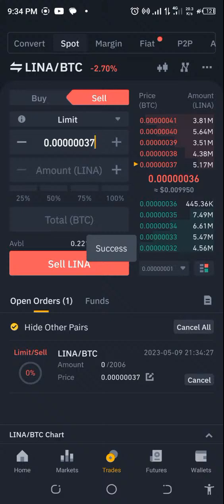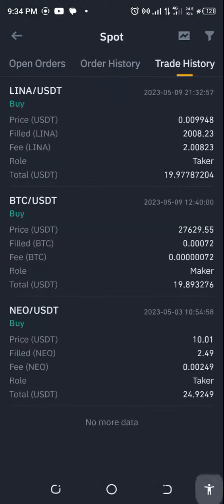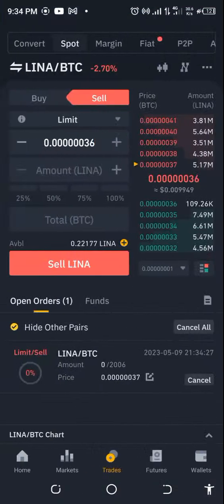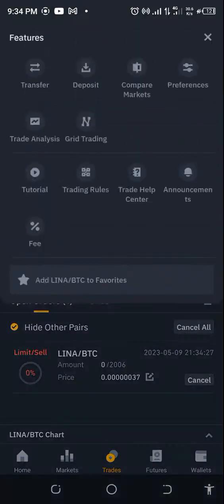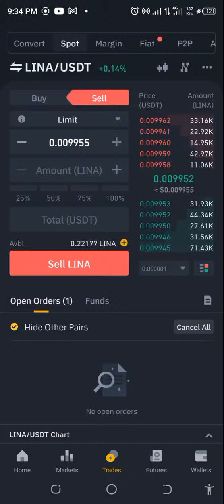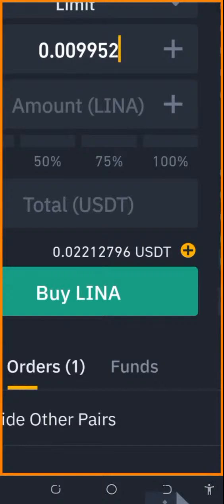Okay, so currently we're in the queue, but don't forget, we bought this. Let me check the trade history. We bought this for 0.009948, and we spent 19.97. That means that if I go back, I should have 3 cents. Let me see, Lena USDT. Will we have 3 cents? Okay, we have something not really close, like 2 cents.